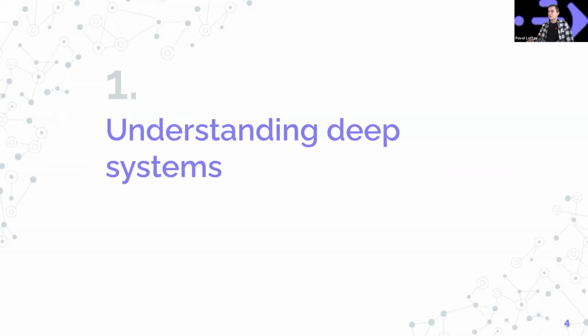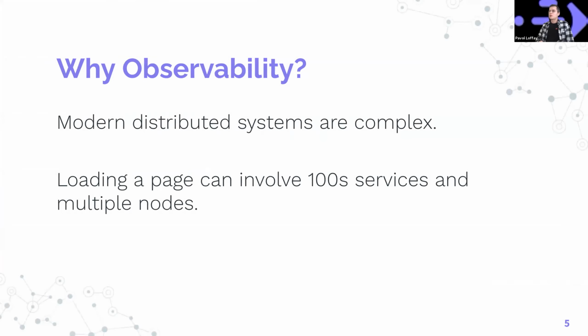So, deep systems. Nowadays, when we are developing applications, these applications are incredibly complex. Usually when you are loading a simple application, for example Facebook or your Gmail, what happens behind the scenes is that the request that loads that application goes through maybe dozens or even hundreds of microservices somewhere in the cloud. And it's very difficult to understand what happens with the request end to end.